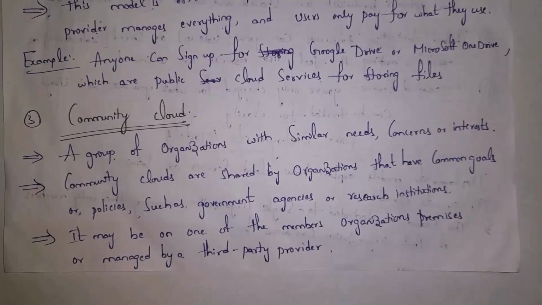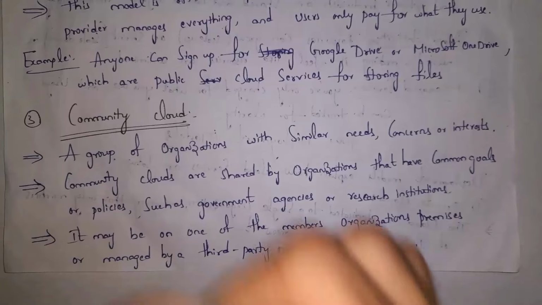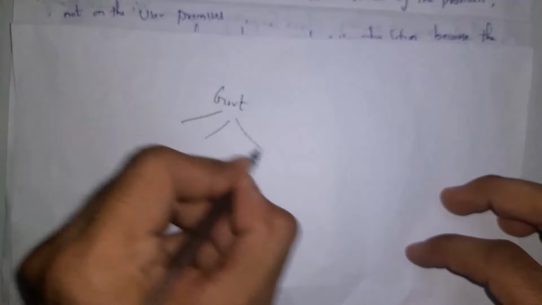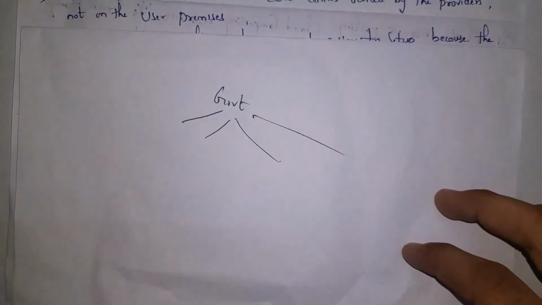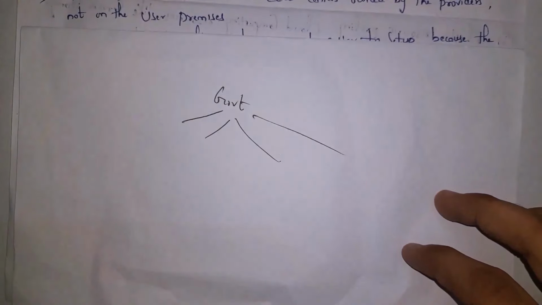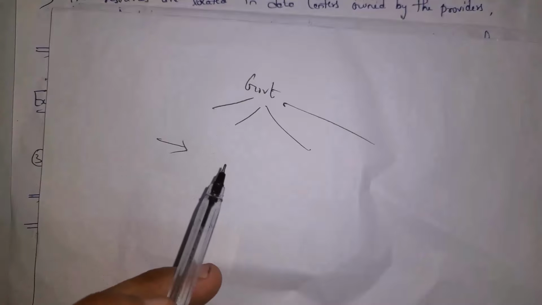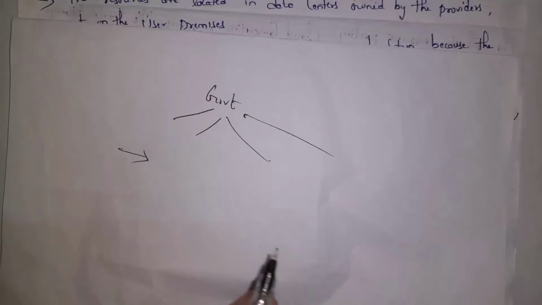And third one is community cloud. Guys, companies which have common goals and common policies will use community cloud. I'll give one example. Government contains various kinds of departments like irrigation department, agriculture department, revenue department, and so on. All those departments have only one common goal, that is the data must be secure. And all those departments have common government policies. So they will use community cloud.